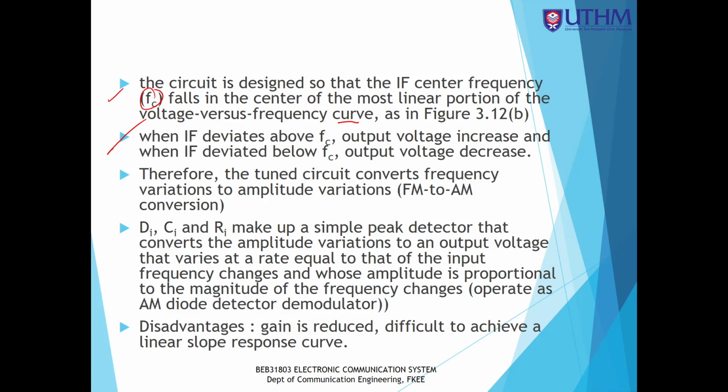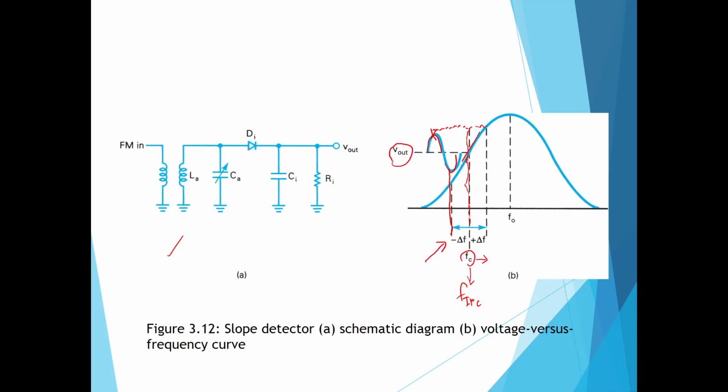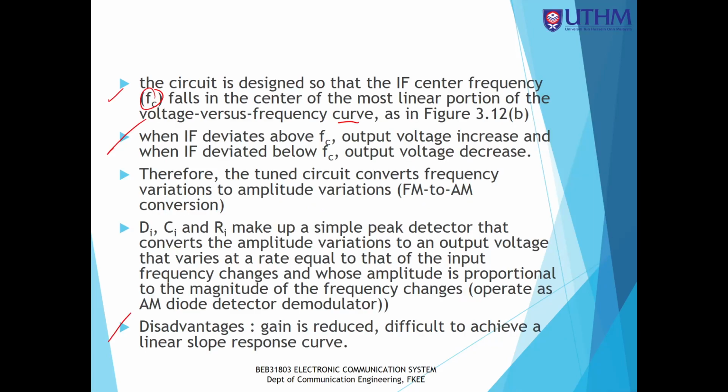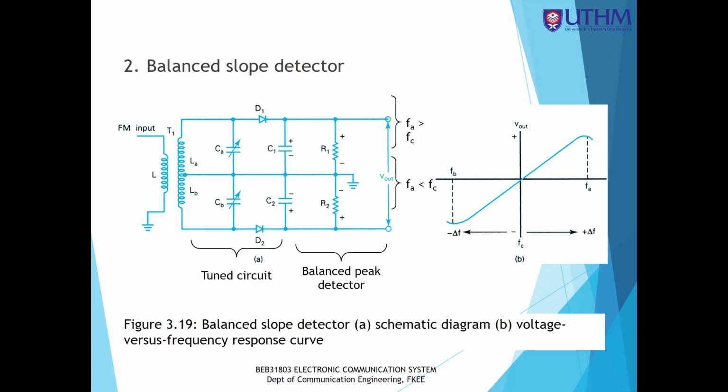Okay, and this circuit has a disadvantage. Gain is reduced, and it is difficult to achieve a linear slope response curve. So there are many disadvantages for this kind of demodulator circuit or detector circuit. Okay, and then what? We have the second type of demodulator, what we call a balanced slope detector.